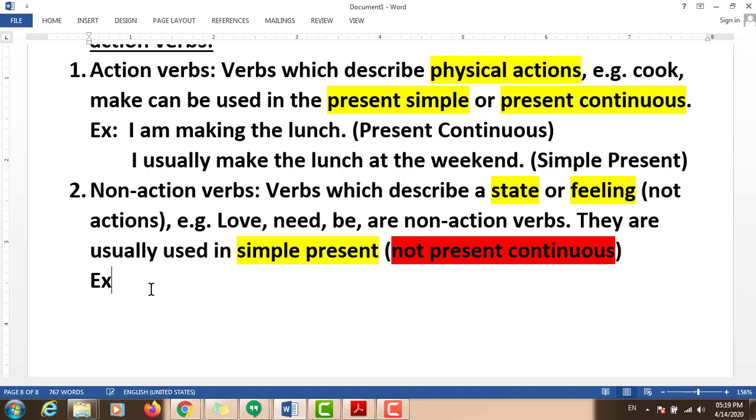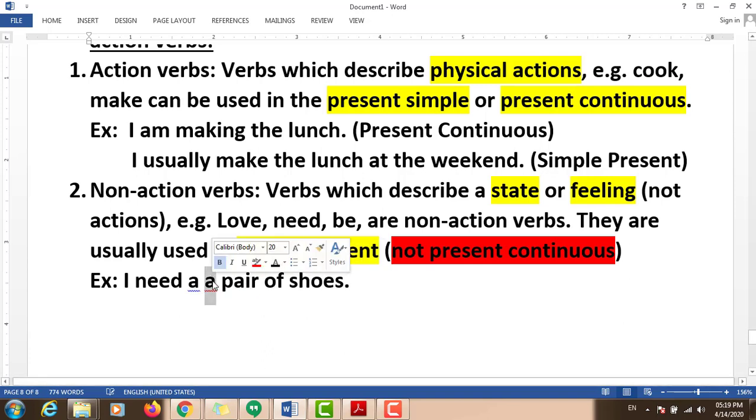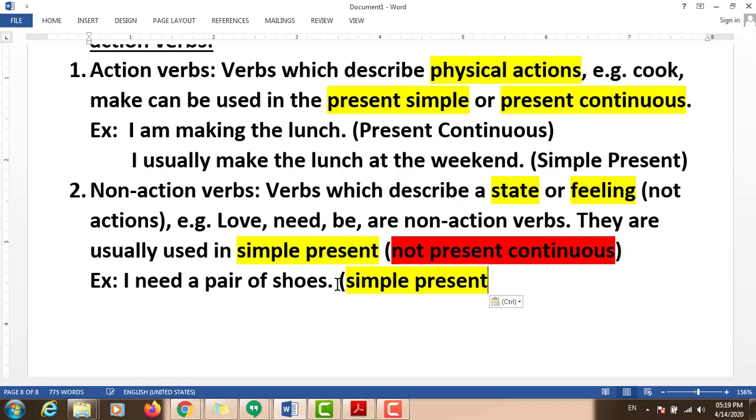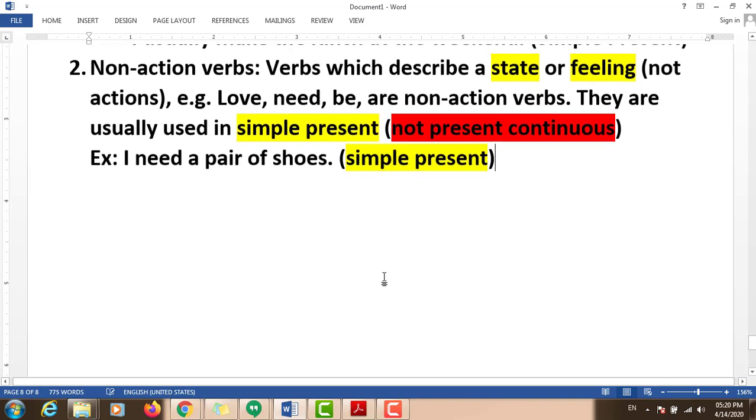So, for example, I need a pair of shoes. Now look at this one, guys. I need a pair of shoes. Here this need is a stative verb or non-action verb. Okay, so here we used simple present tense. So let me copy this one. So this is what? Our simple present tense, right?